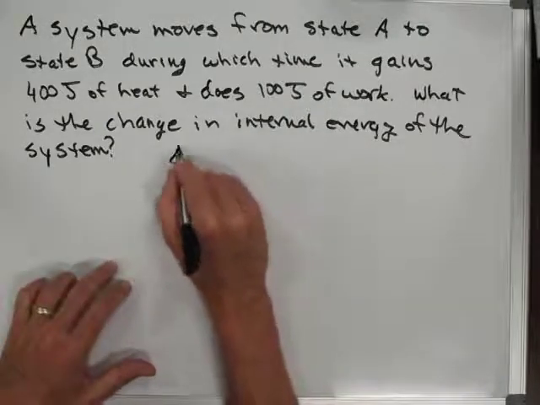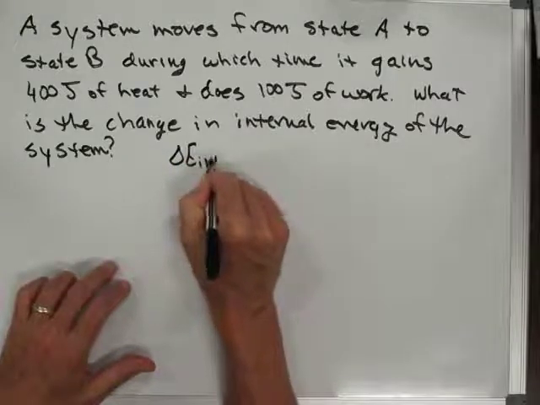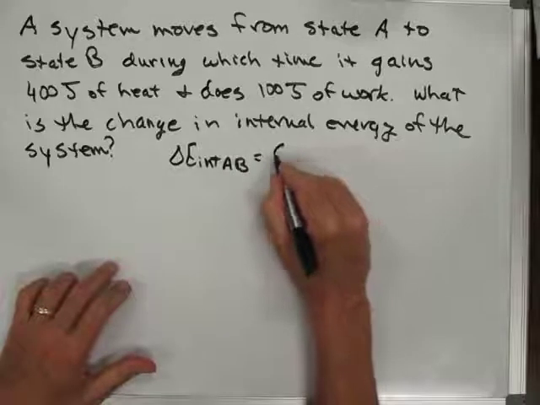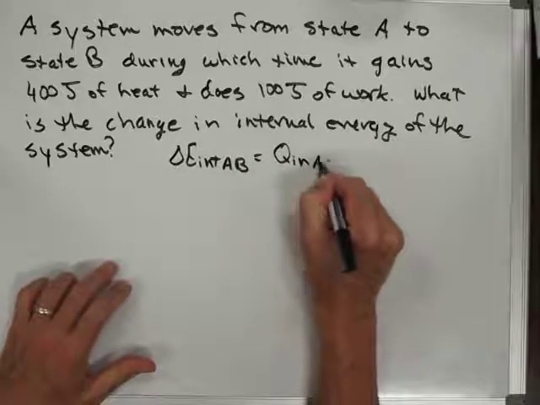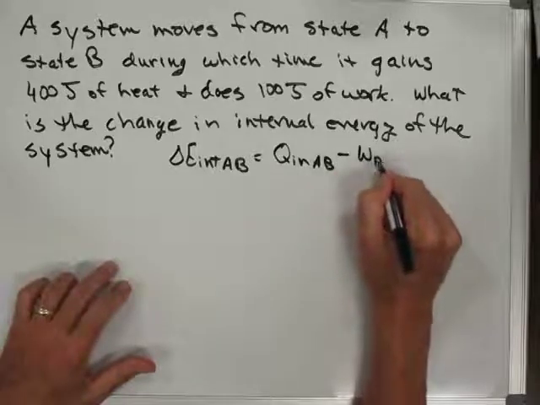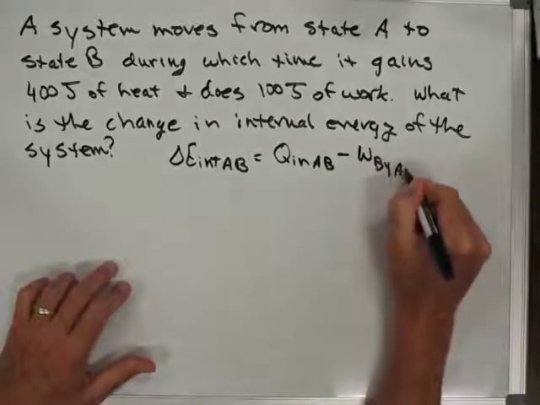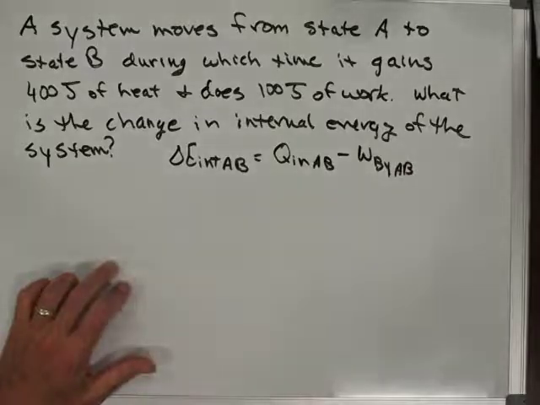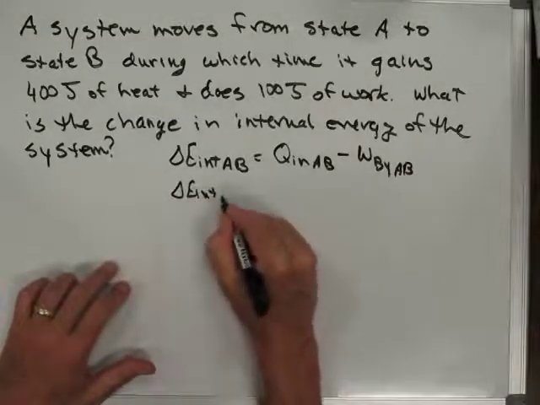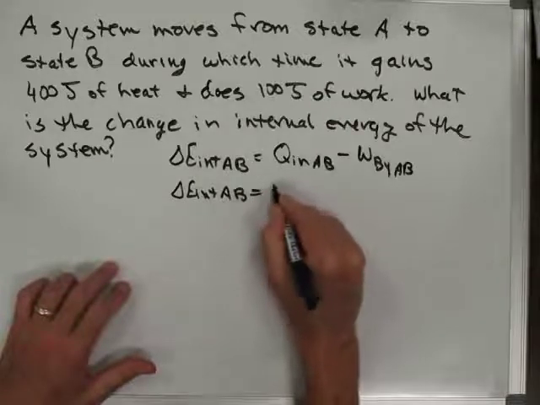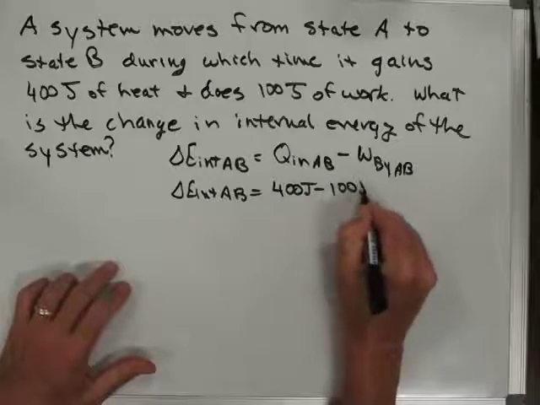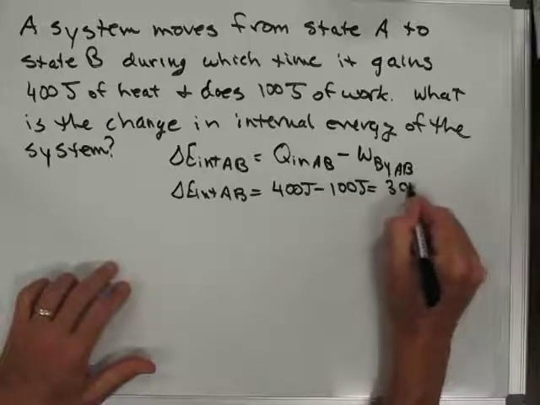And so we can say the change in E internal, maybe we write it this way, is equal to Q in, going from A to B, minus the work by, going from A to B. And so that means the change in E internal, going from A to B, is equal to 400 joules minus 100 joules, or 300 joules.